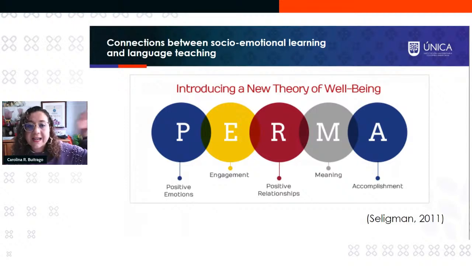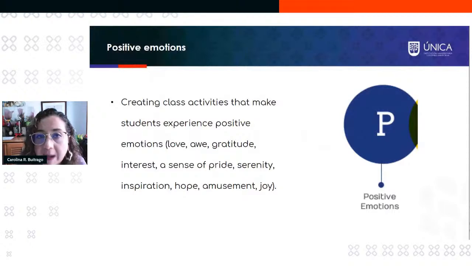The other model is PERMA, which is proposed by Martin Seligman in 2011. And PERMA is a theory of well-being, right? Here we can also integrate so many things. So positive emotions is the first. How do we integrate positive emotions in our class? Well, we create activities that make students experience them.